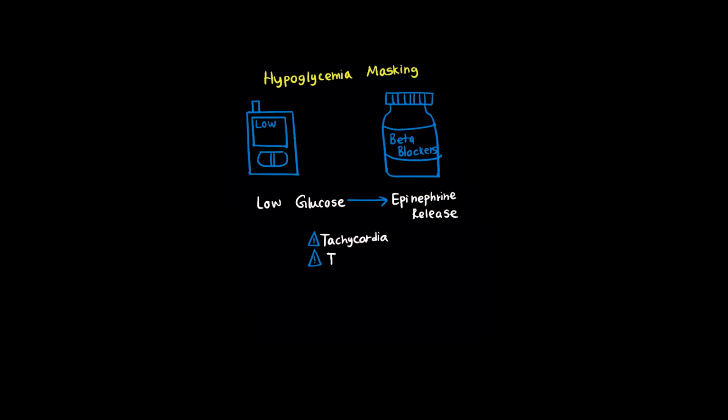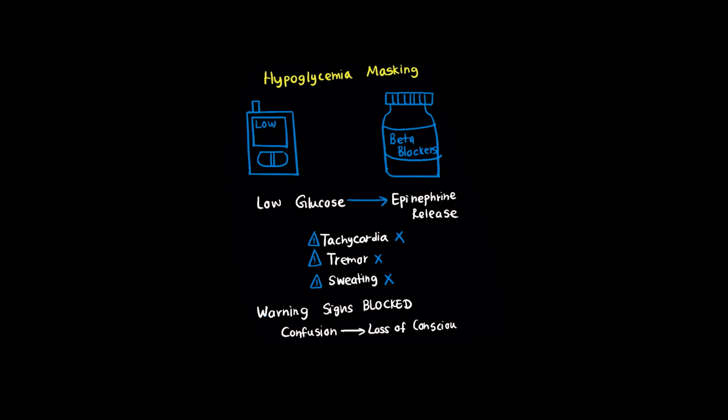Beta blockers bind to beta receptors, blocking these catecholamines from producing their typical effects. This means the tachycardia, tremor, and anxiety that normally alert patients to low blood sugar are suppressed. Patients may not realize they're hypoglycemic until more severe symptoms like confusion or loss of consciousness occur. The correct answer is beta blockers because they mask the adrenergic warning signs of hypoglycemia by blocking the sympathetic nervous system response.